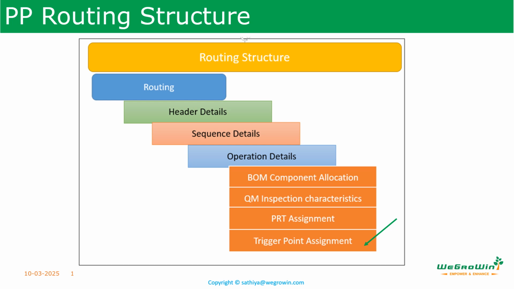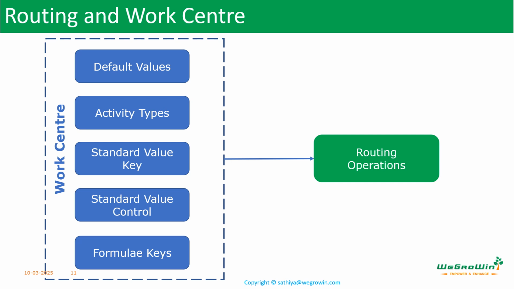So here, as I said, we will be covering the regular inputs of what is routing, the header details, sequence details, operation details. Now let us talk about what is the relationship and what are the details which are coming from work center to routing. As we discussed, the work centers have default values, activity types, standard value queue, standard value control, formula keys, all those things we discussed.